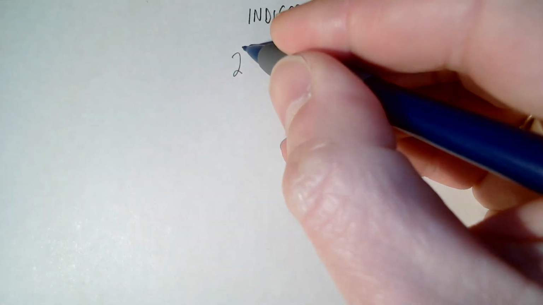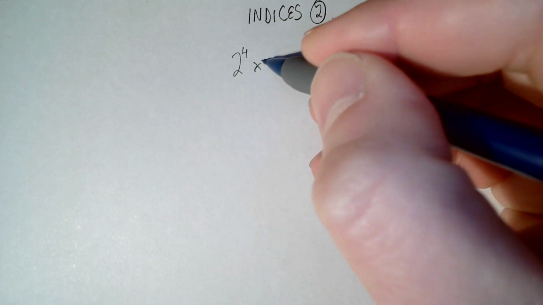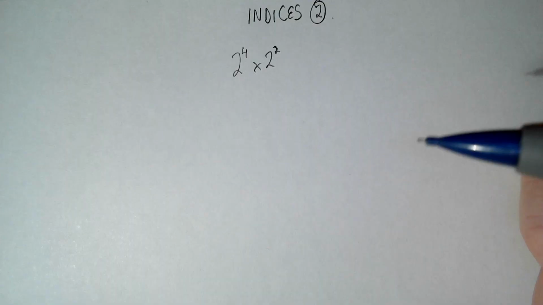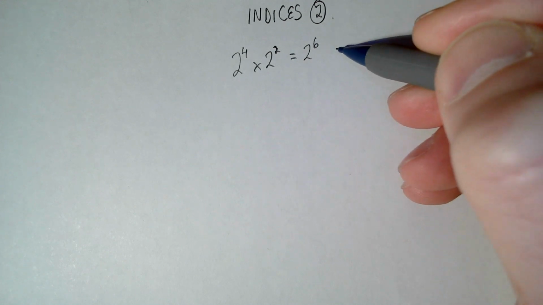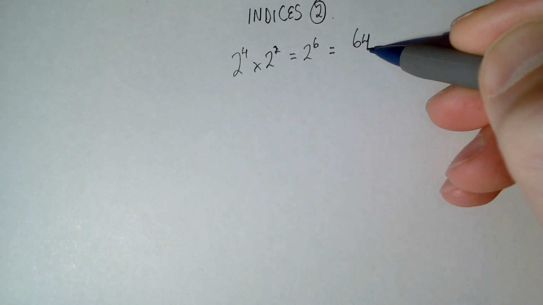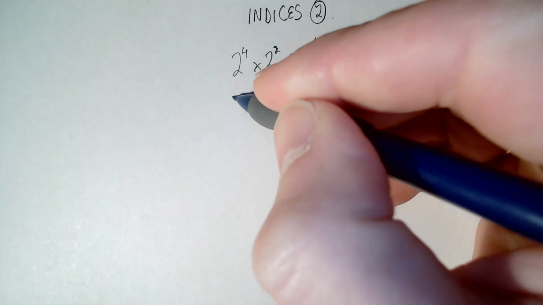So the first rule was about multiplication of indices. In this case we had 2 to the power of 4 multiplied by 2 to the power of 2, and we simply add the indices when the base is the same. So 4 plus 2 is 6, so we have 2 to the power of 6, which was equal to 64.